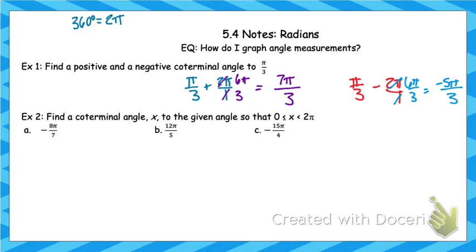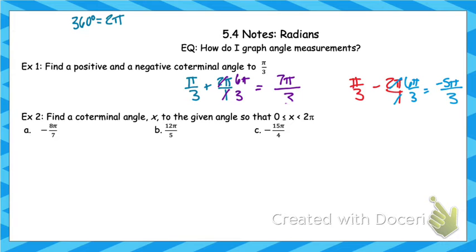So in these next ones, we're going to continue to find coterminal angles, but we specifically want a coterminal angle that's between 0 and 2 pi. So what that notation means is that the angle is bigger than 0, and the angle is smaller than 2 pi. So let's start with negative 8 pi over 7.